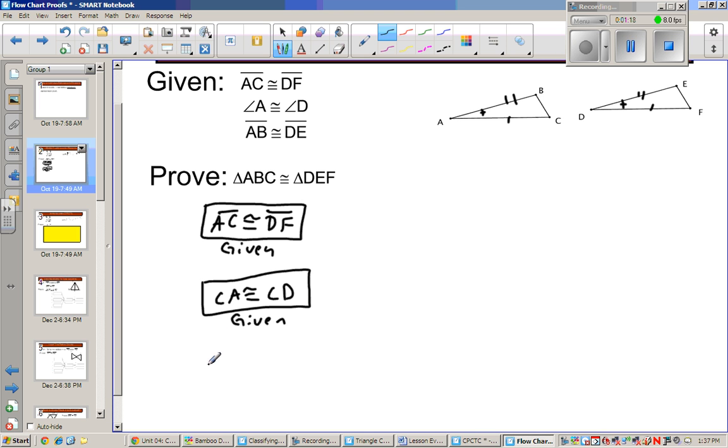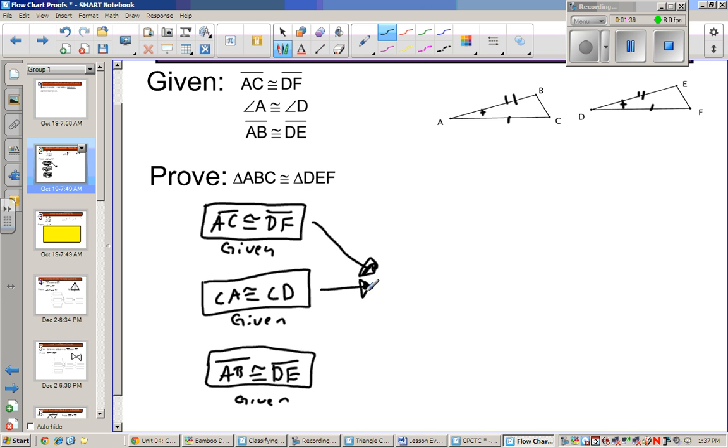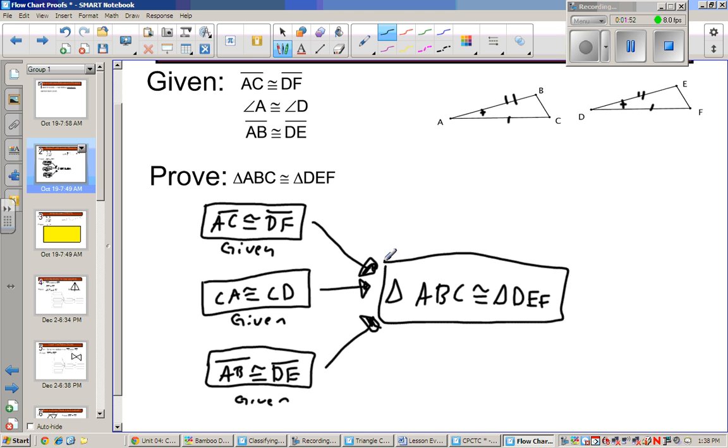And our third one, we have AB is congruent to DE, given. Now once you have those three pieces of information, we can figure something out from it. We can figure out that triangle ABC is congruent to triangle DEF. And the reason that we know that's true is what we said earlier, side angle side.